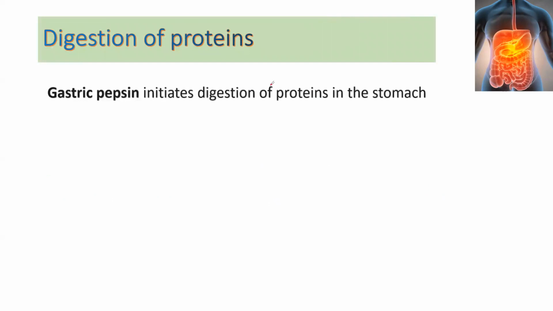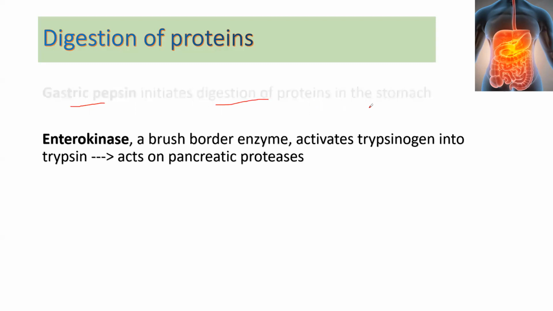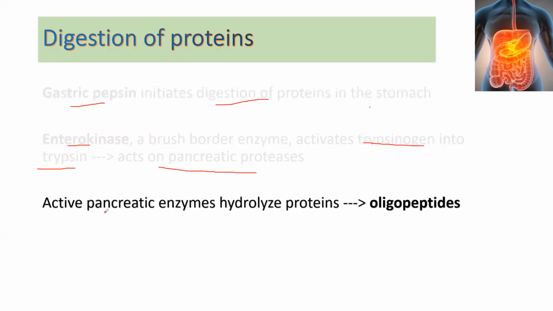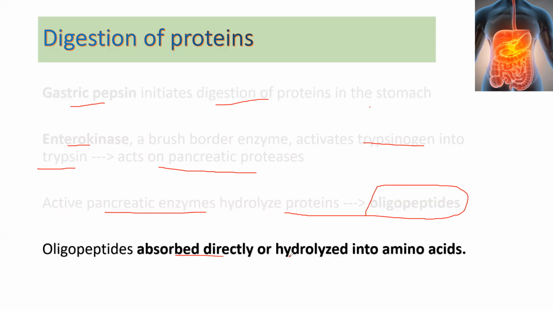So how are the proteins digested in the GI? Gastric pepsin starts the digestion of proteins in the stomach. And the enzyme enterokinase converts trypsinogen into trypsin, which acts on the pancreatic proteases. And when the pancreatic enzymes are activated, they hydrolyze proteins to oligopeptides. They are easily absorbed directly or hydrolyzed into different amino acids, which makes the proteins easy to absorb.